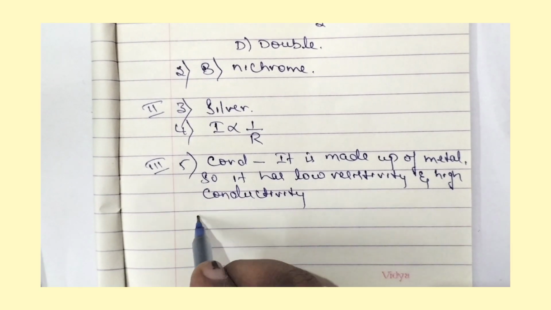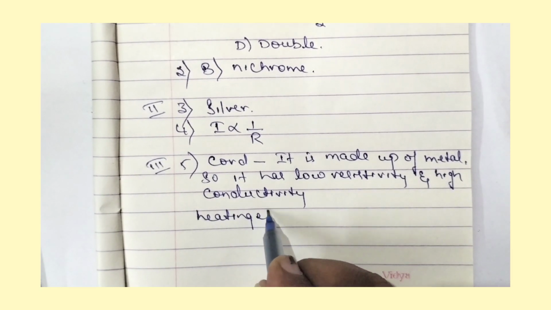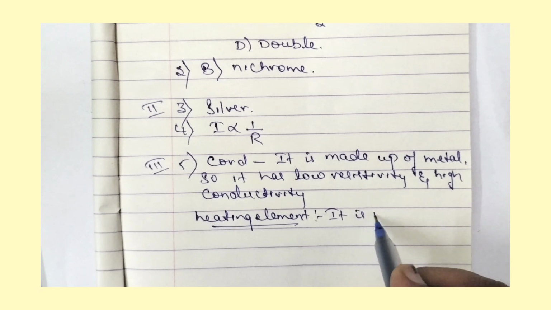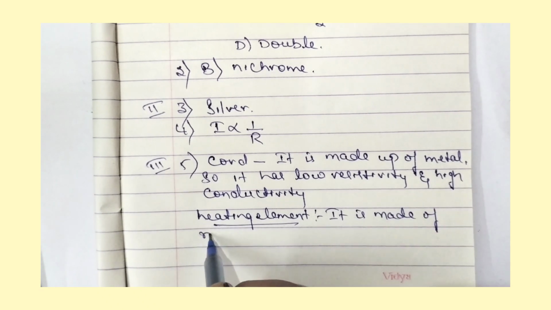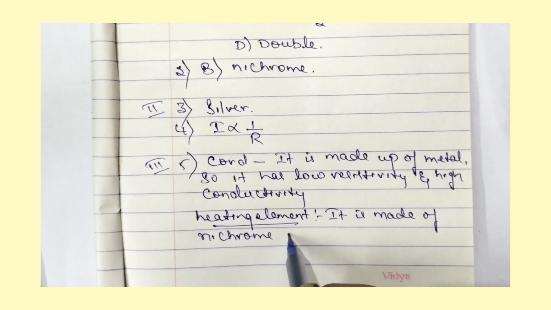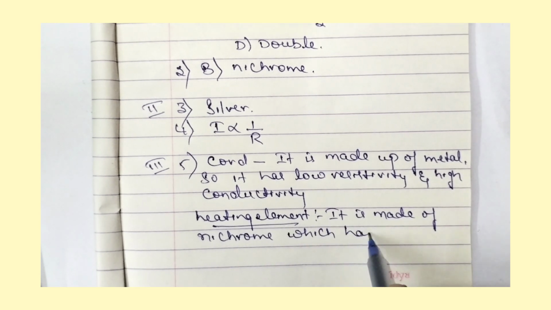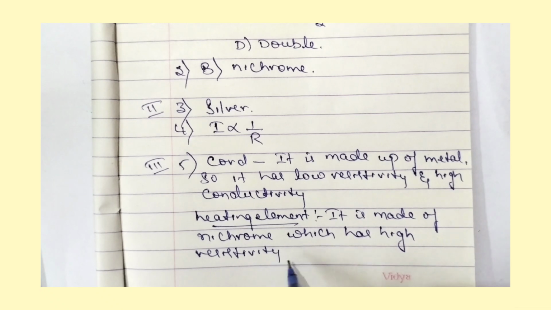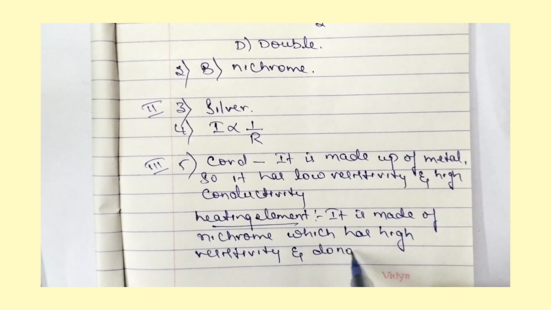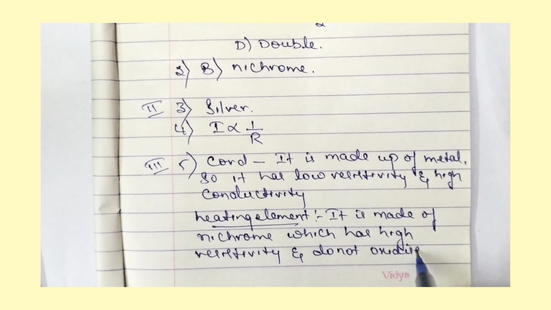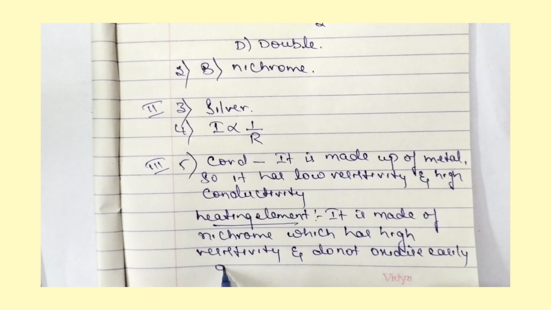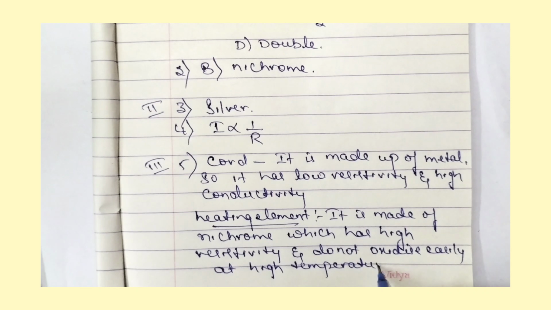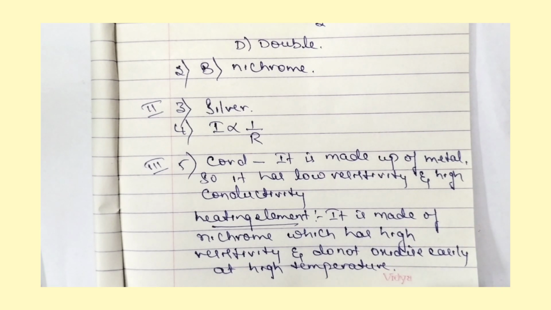Whereas the heating element is usually made of nichrome, which has high resistivity and does not oxidize easily at high temperature. So this is what we have to answer for the fifth question.